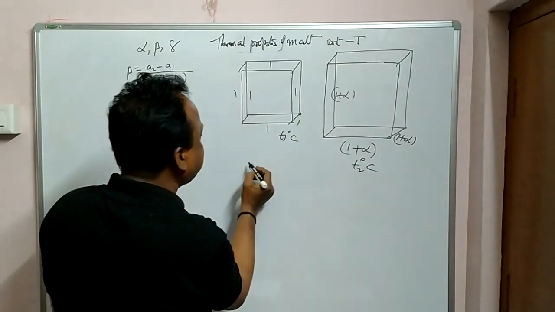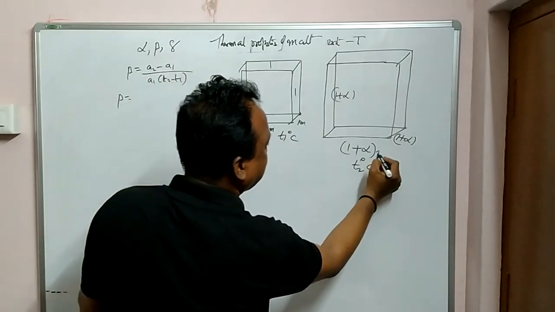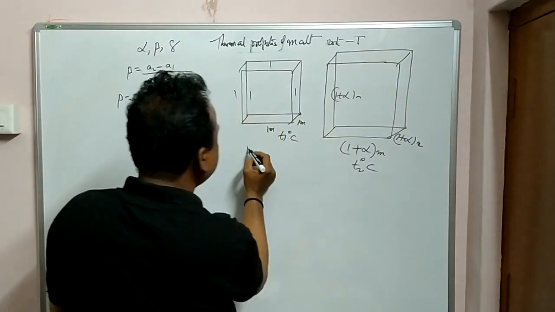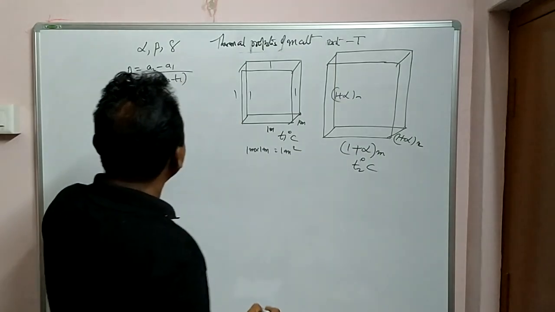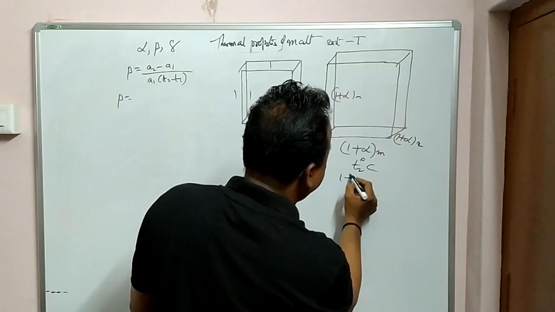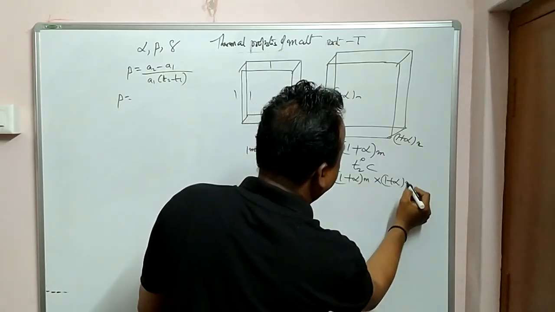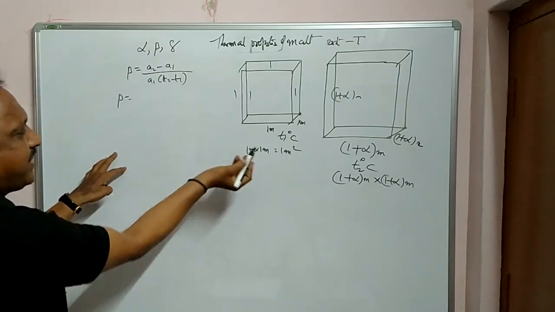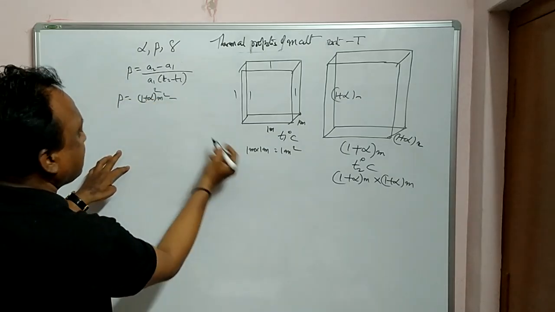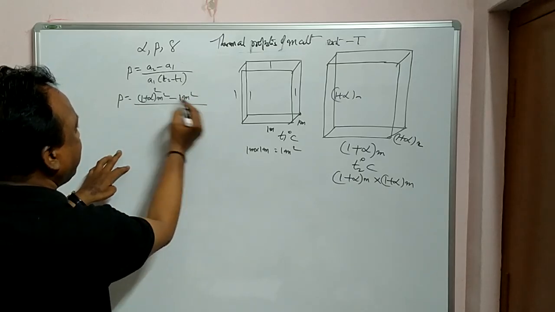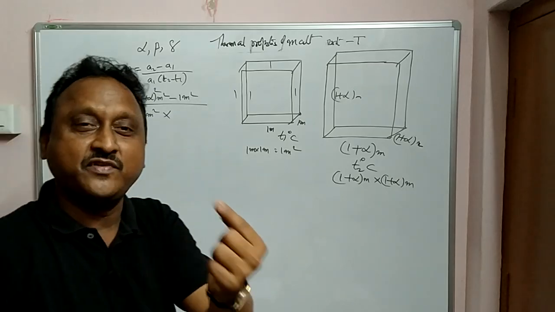Initial area ఎంత అవుతుంది? Side into side, 1 meter అనుకోండి. ఓకేనా? Give some units. So 1 meter into 1 meter ఎంత అవుతుంది? 1 meter square. అలాగే న్యూ ఏరియా ఎంత అవుతుంది? వాట్ ఈజ్ న్యూ ఏరియా? సైడ్ ఇంటూ సైడ్, 1 plus alpha into meter into 1 plus alpha into meter. So subtract A2 minus A1, 1 plus alpha whole square meter square minus 1 meter square by initial area 1 meter square. Temperature difference అంటే మన డెఫినేషన్ ఏం చెప్పాం?